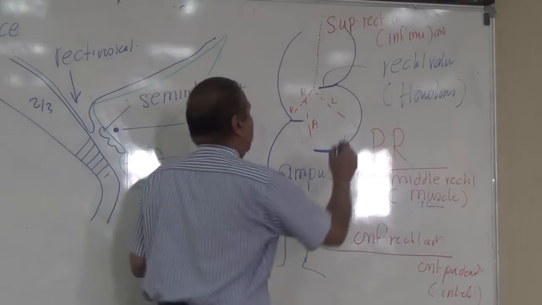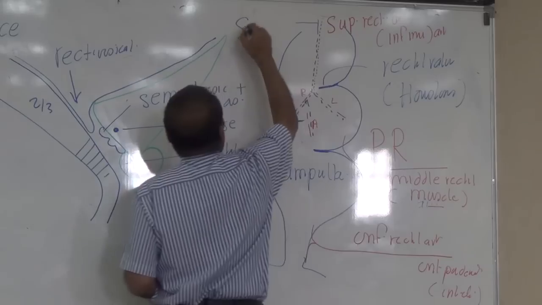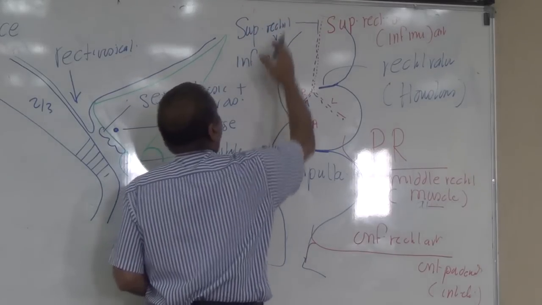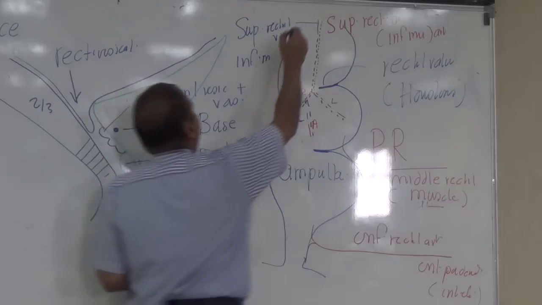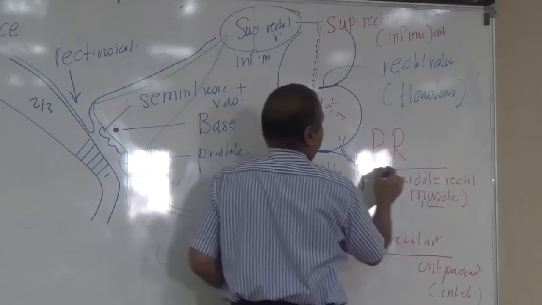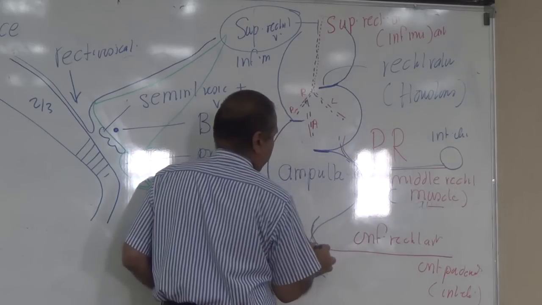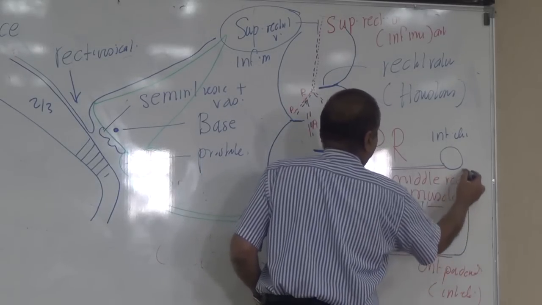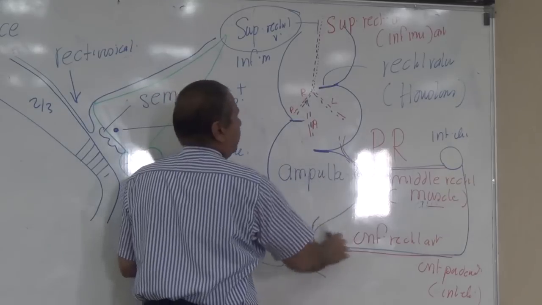The venous drainage passes with the artery. This is the superior rectal vein. The superior rectal vein passes to the inferior mesenteric vein, and this inferior mesenteric vein passes to the splenic vein, which forms the portal vein. So this superior rectal vein is a portal vein. Also the middle rectal vein passes to the internal iliac vein. And this is the inferior rectal vein, which goes to the internal pudendal and also to the internal iliac vein. So we'll find one portal and two systemic veins.